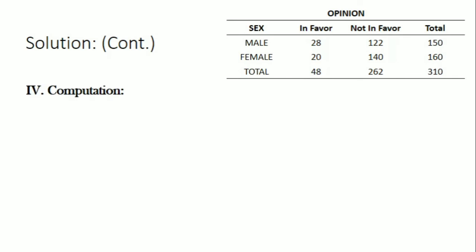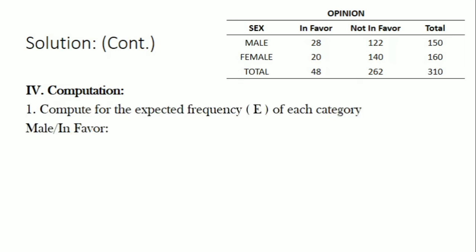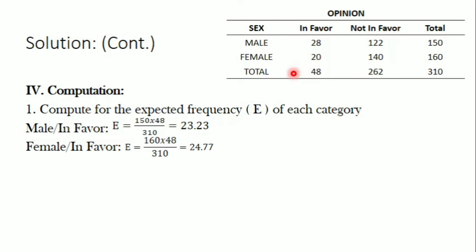Next solution is the computation. First, you need to find the expected frequency. What is the expected frequency for male over in favor? The total for male is 150, multiplied by the total in favor, 48, divided by 310. We obtain 23.23. Next, female over in favor. Female is 160, multiplied by the total in favor, 48. We obtain 24.77 as the expected frequency for female over in favor.